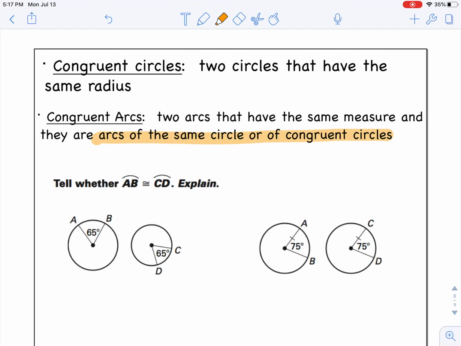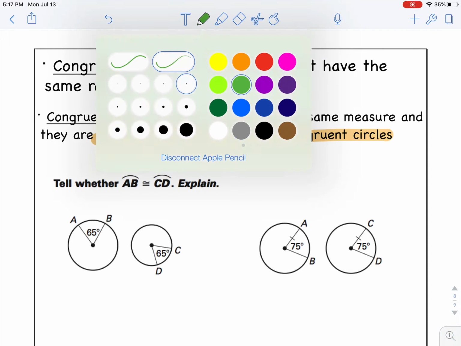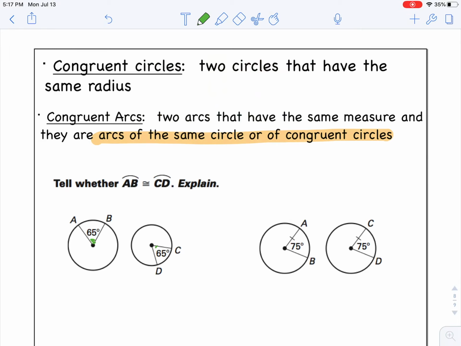So, can we tell whether arc AB is congruent to CD? Explain. Well, if you look at this first example, you go, oh, well, they're congruent because this is 65, and so this has to be 65, each of these, but those are not congruent arcs because they're not in the same circle, or they're not in congruent circles. In other words, we don't know if this radius and this radius are the same. So the arcs are not congruent, or we at least do not know that because we do not have congruent circles.